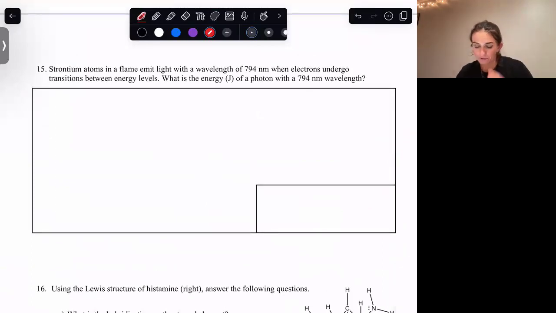Okay, so for 15, we have strontium atoms in a flame emitting light with a wavelength of 794 nanometers. When electrons undergo transition between energy levels, what is the energy in joules of the photon with a 794 nanometer wavelength? For this one, there are two ways that you can do this. One of them combines the equations and one of them doesn't.